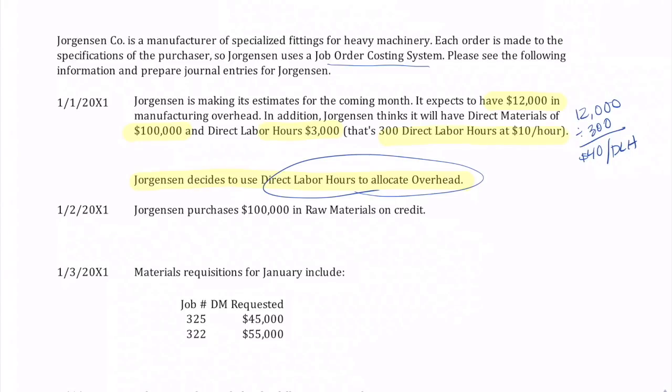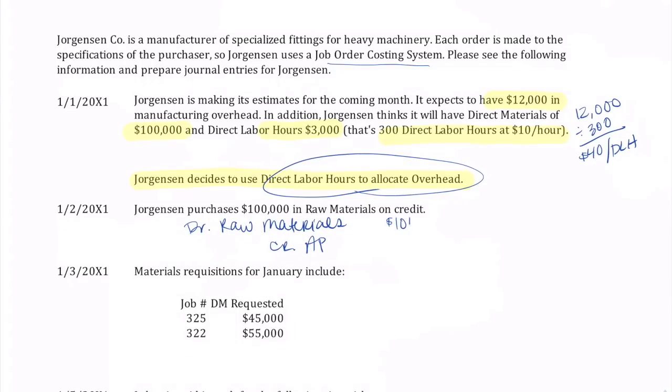the second of the month, Jorgensen purchases $100,000 in raw materials on credit. What does the journal entry look like? Well, we're just debiting raw materials. It's an inventory account. Just like when we buy something, we create an asset and we bought it on credit, so we have accounts payable, and this is for $100,000.